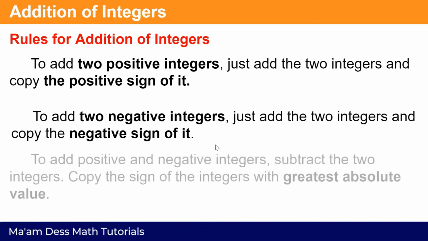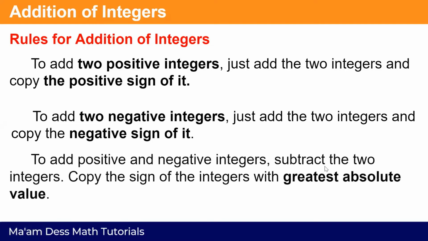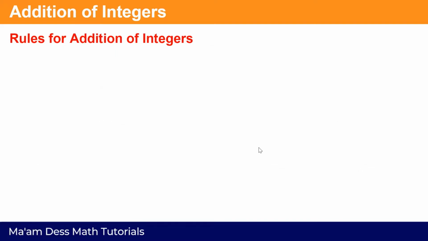negative. To add positive and negative integers, subtract the two integers, copy the sign of the integers with the greatest absolute value. Now, kung magkaiba naman po ang sign ng dalawang integers, ang gagawin po natin ay isusubtract ang integers tapos kopyahin ang sign ng number or integers na may mas malaking absolute value. So, pinaikli ko po yung rules natin.